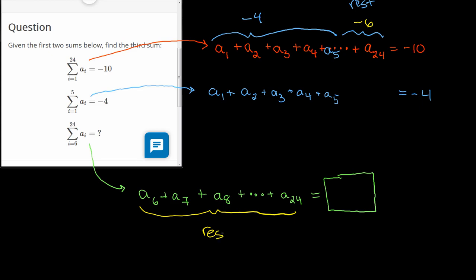What I'm calling the rest, because the negative 4 was the first 5, must be the 6th, the 7th, the 8th, up through the 24th. So this part right here that adds up to negative 6, that's this rest part. And so our answer here is negative 6. And that's how you can tackle problems like that: just write out what it means, and then think about it, and think about what you can say about those things.